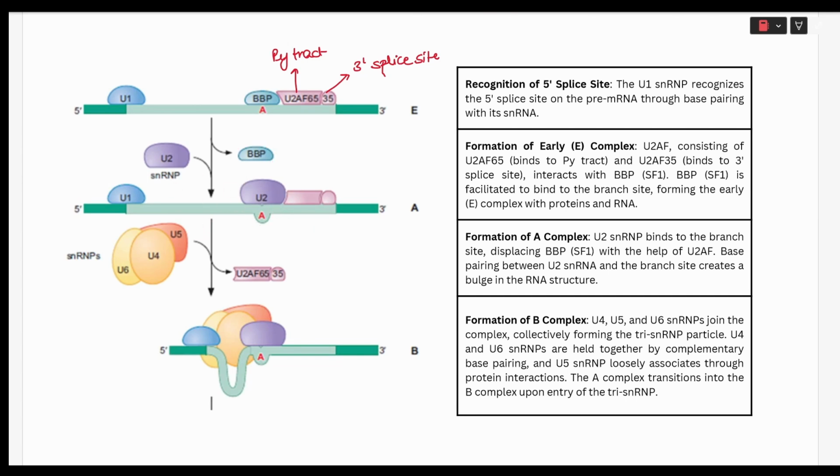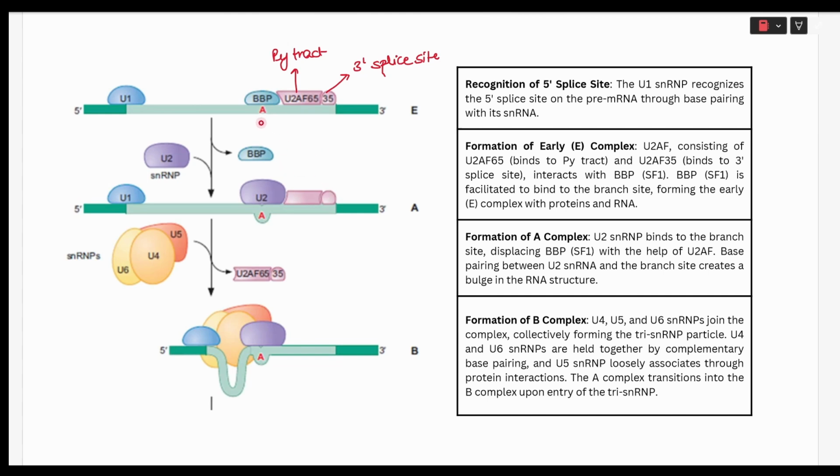Now, there is obviously base pairing between the U2 snRNA and the branch site. And this base pairing, as you can see, creates this bulge. I hope you can see it, because earlier when the BBP was binding here, there was no bulge, but as soon as the U2 binds, there is a noticeable bulge here. Okay, so this thing where the U2 replaces the BBP forms the A complex. After that, what happens? As you can see, now we are going to replace.